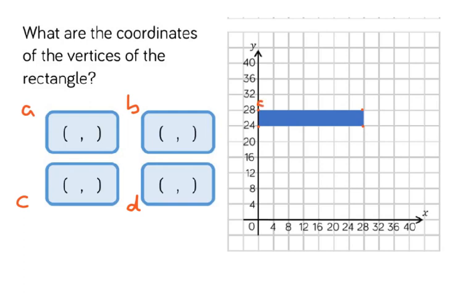So if we say that one is A, that one is B, this one is C, and this one is D, I'd like you to have a go at writing those coordinates, remembering that you go along the corridor on your x-axis first, and then you go up the stairs on your y axis for the second coordinate. So do be really, really careful with that.